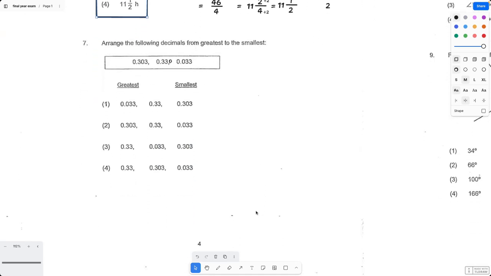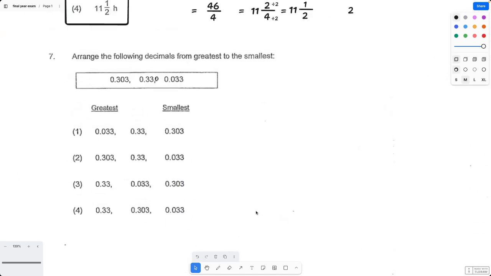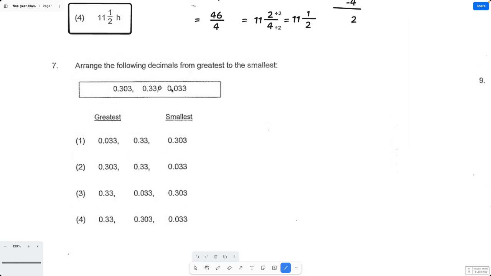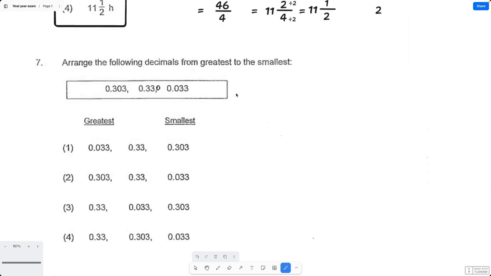All right, let's move on to question 7. It says here, arrange the following decimals from greatest to smallest. So you have 0.303, you have 0.33, and then 0.03. So in this case, how do we know which one is bigger and smaller? So what we need to do is, first is make all.